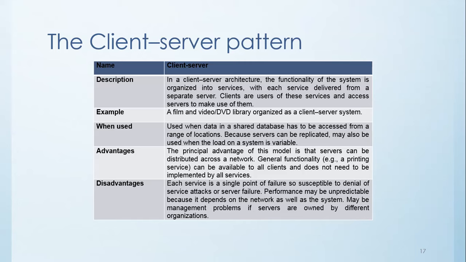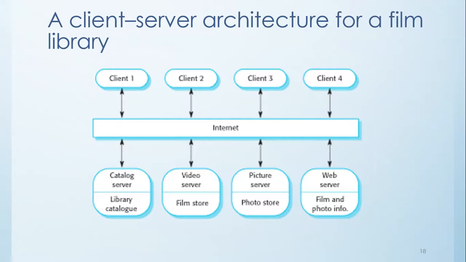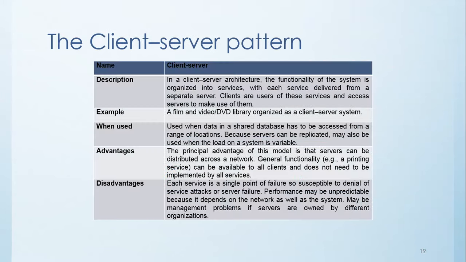So you could have something like, say, a film and video DVD library. Here we have the example. The communications backbone here is the internet. We have multiple clients all accessing through the internet a whole set of different films and that kind of thing. So basically, Netflix in a nutshell is a good example of a client-server architecture.